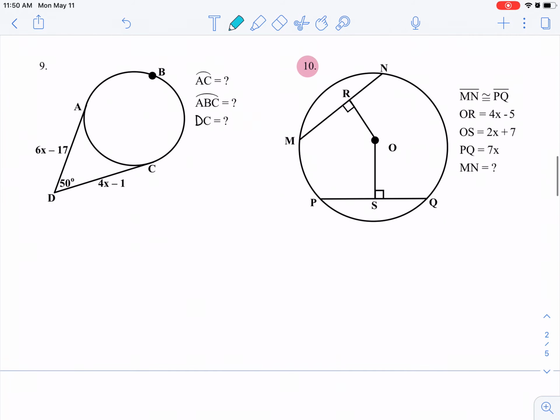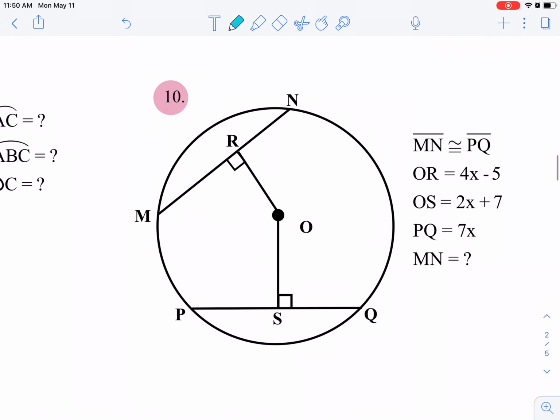All right, moving right along, let's take a look at number 10. So again, a lot going on in the diagram. Let's see what they give us. They start us off by saying that MN is congruent to PQ. So MN is this chord, PQ is this chord. So when 2 chords are congruent, that means they have to be the same distance away from the center. So OR and OS must also be congruent.